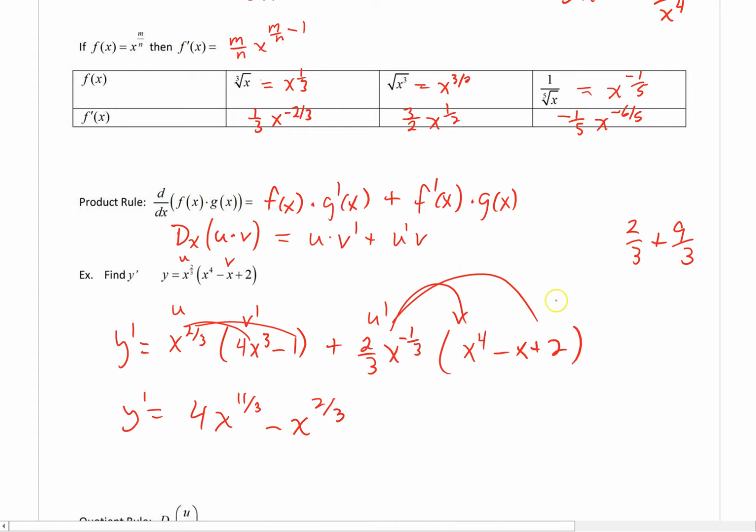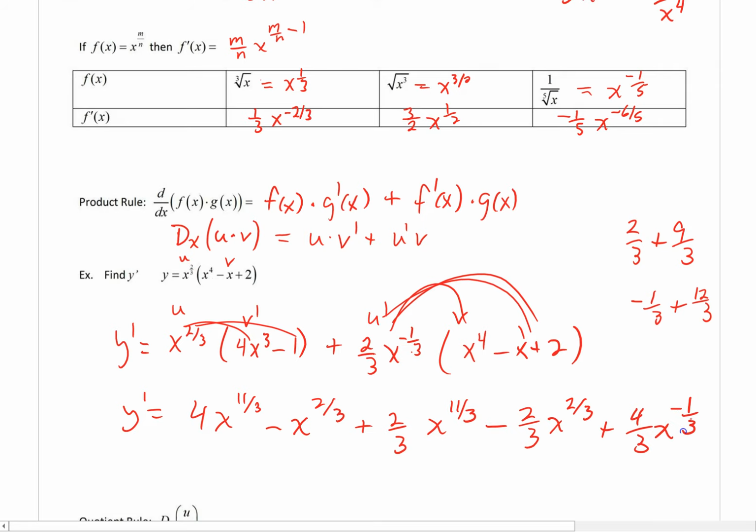I'm going to distribute over here just as well. We've got to do some more work here. Here's a 2/3. If I had negative 1/3 plus 4, that's really like negative 1/3 plus a 12/3, isn't it? So here we get x to the 11/3. We'll say minus, we'll say here's our 2/3. What's negative 1/3 plus 1? Well, that's going to be a 2/3, isn't it? And then finally, 2/3 times 2, you'd get 4/3. You'd have x to the negative 1/3.